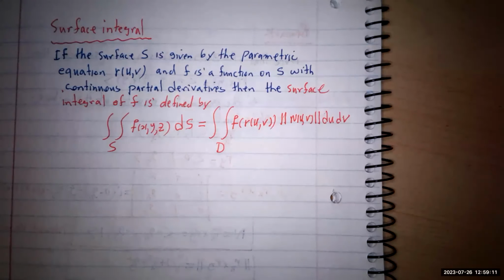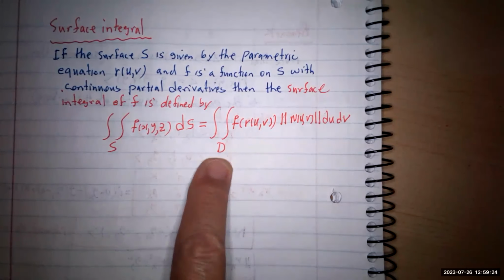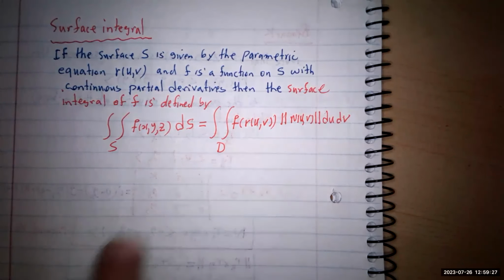And then you'll be able to take care of it. And the domain is as usual, it's going to be from 3-dimensional, you drop it down into 2-dimensional. This domain, when you parameterize it, you see the domain, then you integrate it.